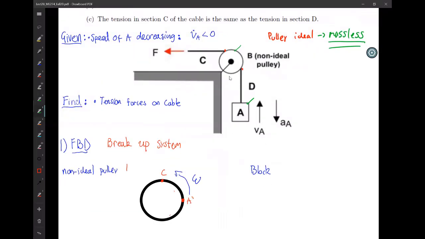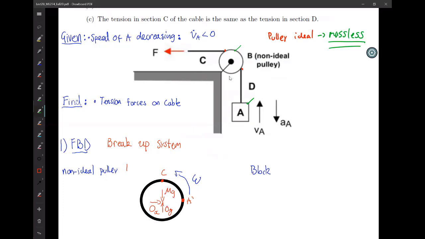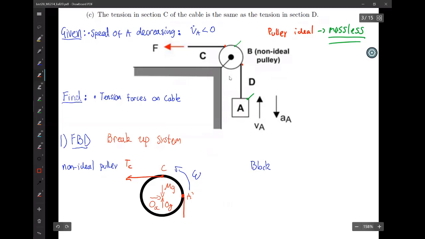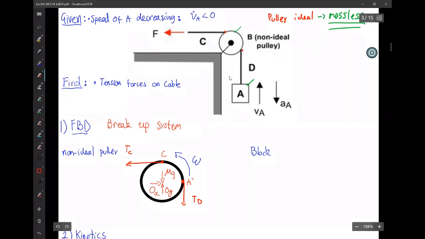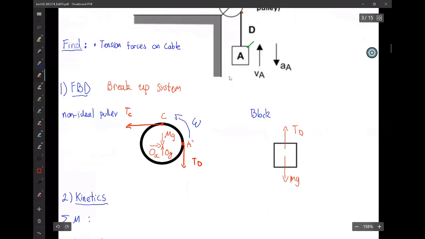So we have a non-ideal pulley, right? This non-ideal pulley is going to have these forces, mass, etc. It is going to have a tension TC applied over here, and a tension TD applied over here. That's for the pulley. Now for the block, it's going to have the tension up and the weight down.